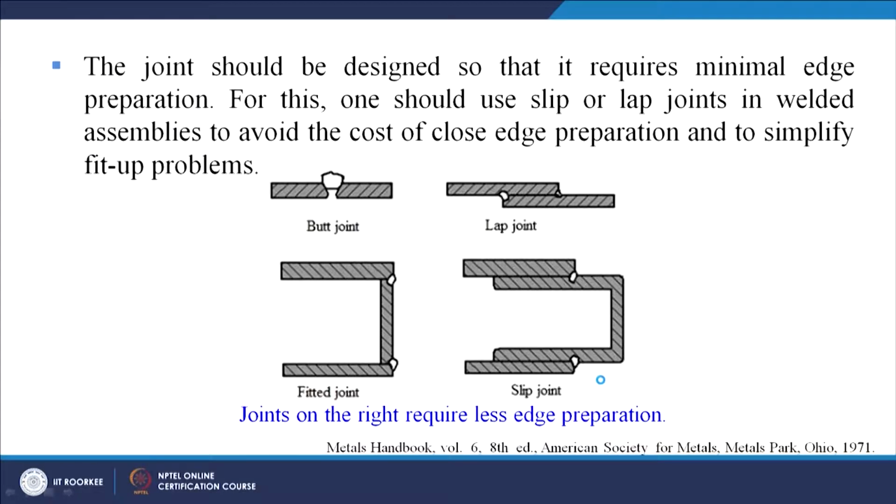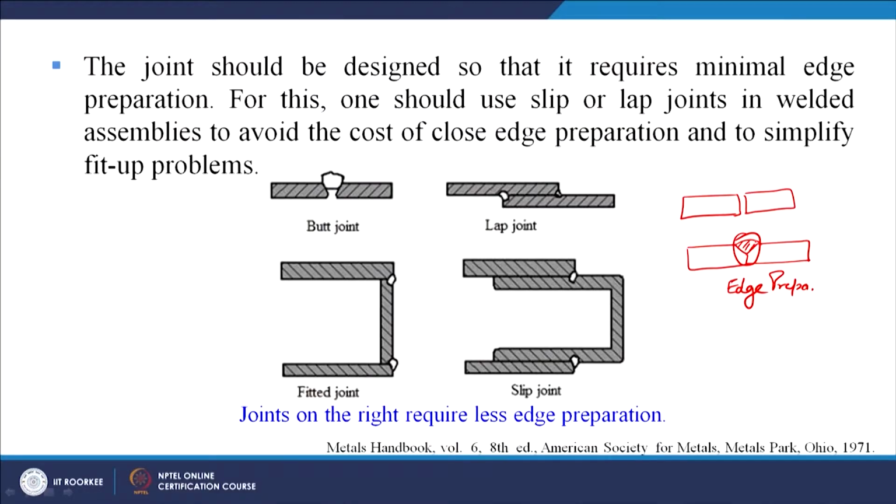The joint should be designed so that it requires minimal edge preparation. We can see that if these two parts have to be joined together, there is no edge preparation by now, but once we have to join the two parts together, we can do the edge preparation like this. So this edge has been prepared for the welding process. This is the meaning of edge preparation. We can have different types of edge preparations: single bevel, double bevel, single U, double U, single J, double J. Depending upon the requirement, we can have different types of preparations here.